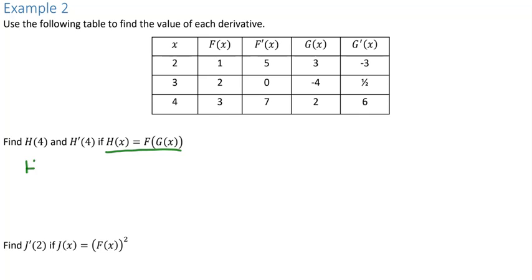So just kind of as a warm-up, I've asked for h of 4. That means that I need to find f of g of 4. And we always start from the inside. So function g is in this column, and input 4 is in the bottom row. So g of 4 is 2.